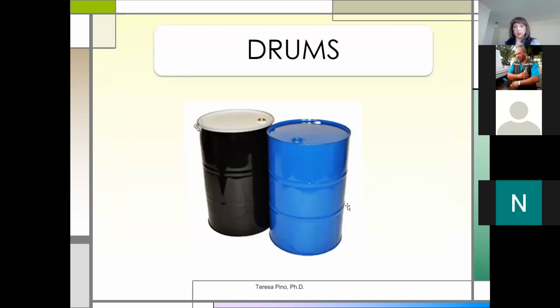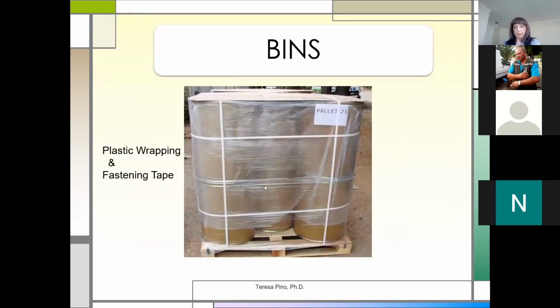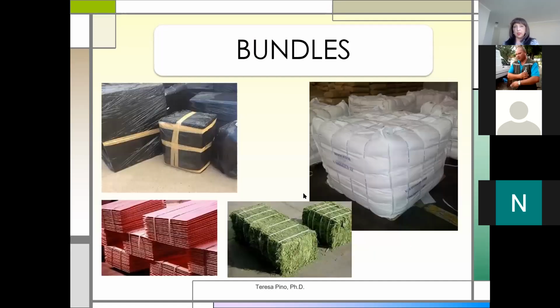First container, and these are the drums: oils, syrups, and different types of things in drums. Drums again, fastening tape for the drums, plastic wrapping, as you can see, and fastening tapes on pallets. Again, foiled wrapping, more money, of course. That depends on the type of container.